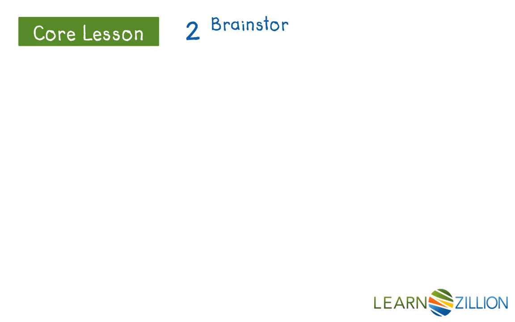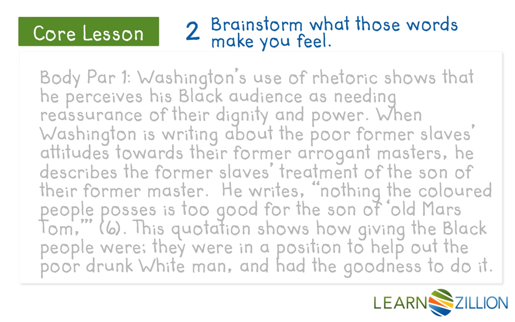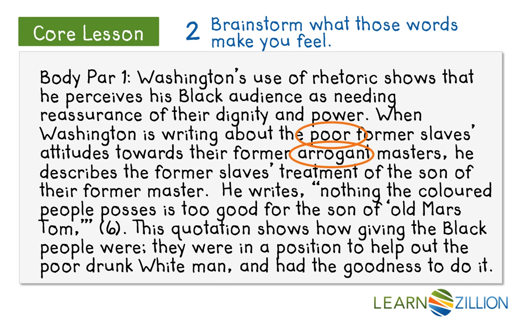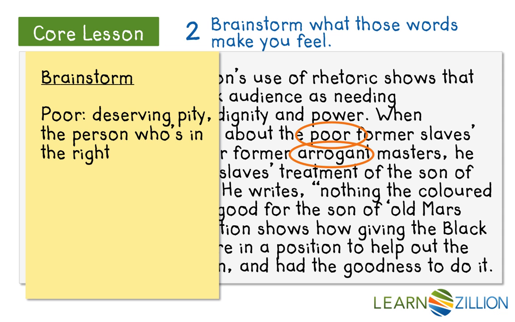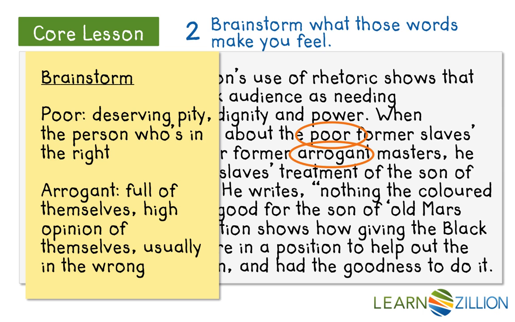So step 2. Here we brainstorm what those words make you feel. So those words that I picked out, poor and arrogant, I'm going to think to myself, well, poor sounds like deserving pity, like the person who's described as poor is in the right. Whereas arrogant, you're sort of full of yourself, you have a high opinion of yourself, and usually if someone's arrogant, I have a negative connotation, a negative feeling, like they're in the wrong.